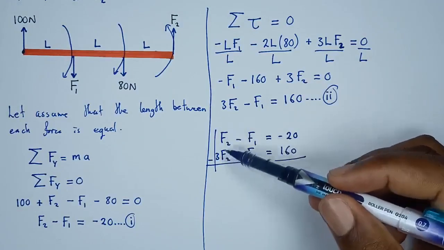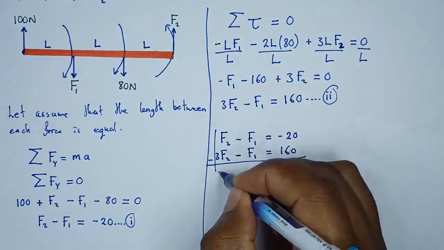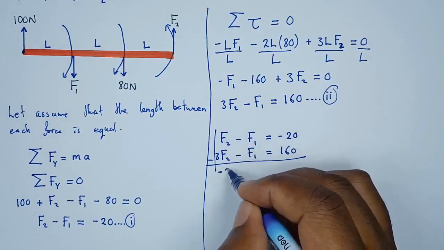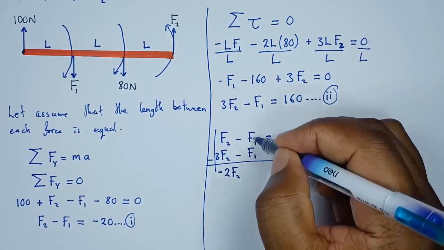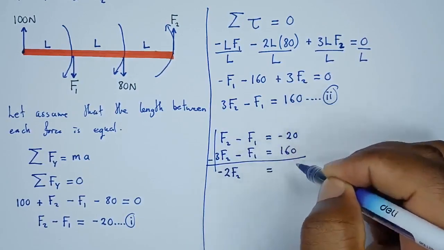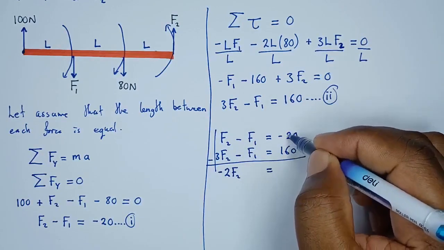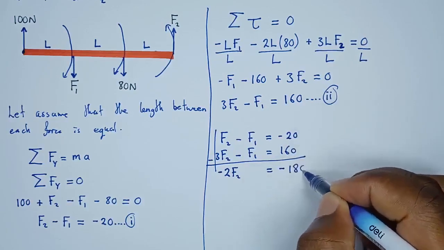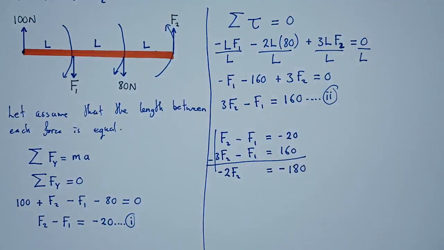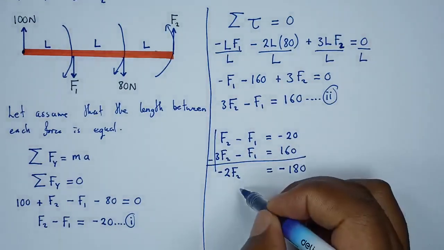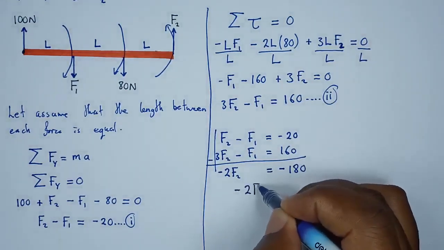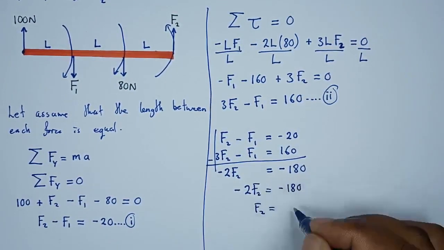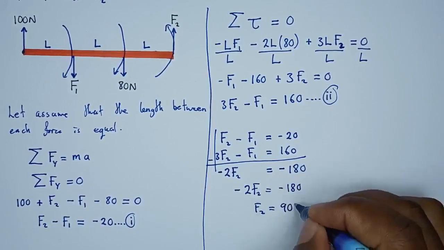If we subtract here, we'll get a negative, or rather, negative 2f2. We subtract here, this will be eliminated, come this side. If we subtract these two, we'll get negative 180, like that. So now, from there, we can say negative 2f2 is equal to negative 180. So f2 is simply equal to 90 newtons.